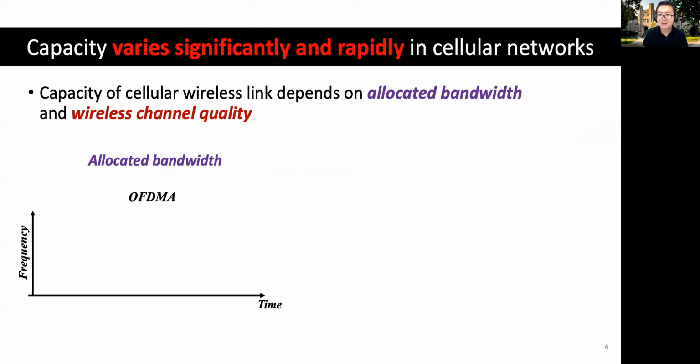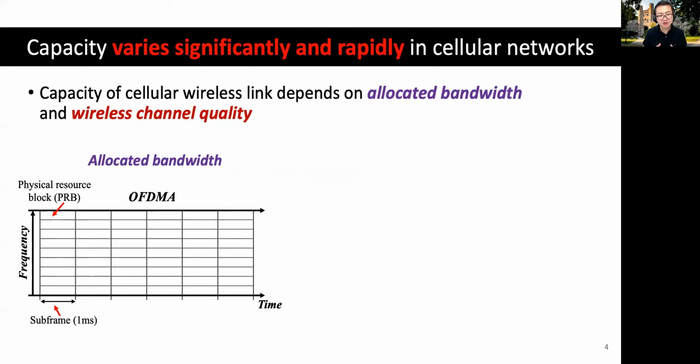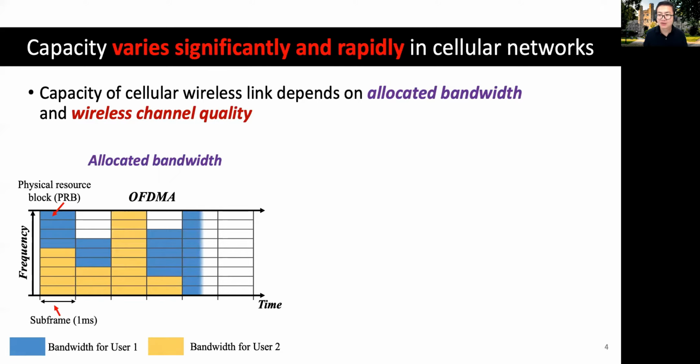Before answering why the capacity varies, we need to look at two parameters that determine the capacity. The first parameter is the allocated bandwidth. Both 4G and 5G adopt OFDMA, which divides the time into subframes and the frequency into blocks called physical resource blocks. The base station implements a resource allocation algorithm to allocate different numbers of PRBs to different users according to their data pattern. And this allocation is different across subframes.